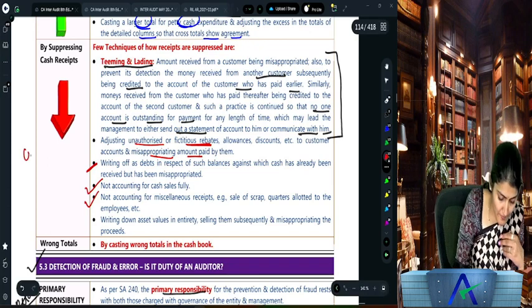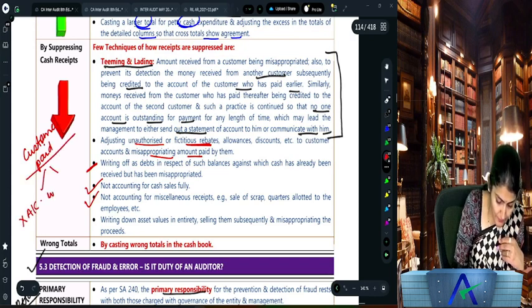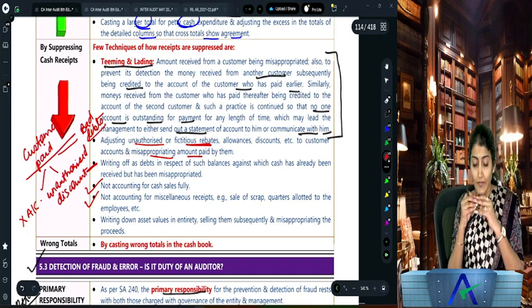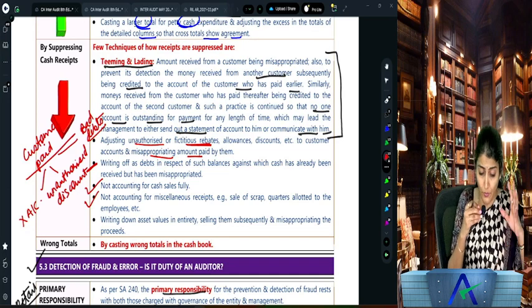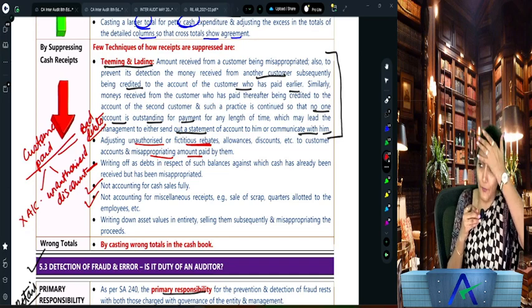So what happens? Customer has paid, but one, you do no accounting of the same. Second, you show an unauthorized discount. Or third, you show the account as a bad debt. You say bad debts account debit to customer's account, right? Bad debts account debit to customer's account. Are you getting that, everyone? Okay, right?